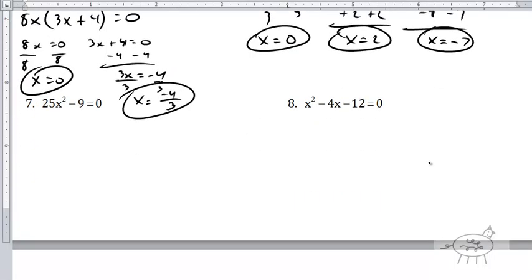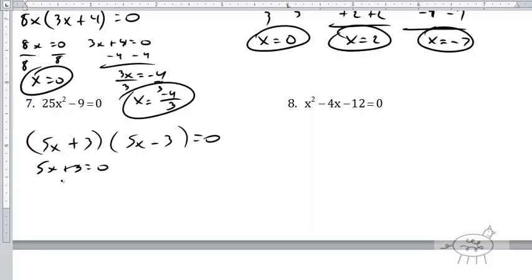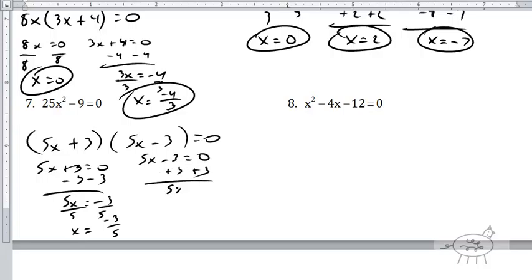You should recognize number 7 as a difference of two squares. 25 is a perfect square, 9 is a perfect square, x squared is a perfect square, and a minus sign. So that means you factor it as 5x plus 3 and 5x minus 3 equals 0. So 5x plus 3 equals 0, subtract 3. 5x equals negative 3, divide by 5, x is negative 3/5. And this one's kind of the same thing. 5x minus 3 equals 0. Add 3. So 5x equals 3, divide by 5, x is positive 3/5.